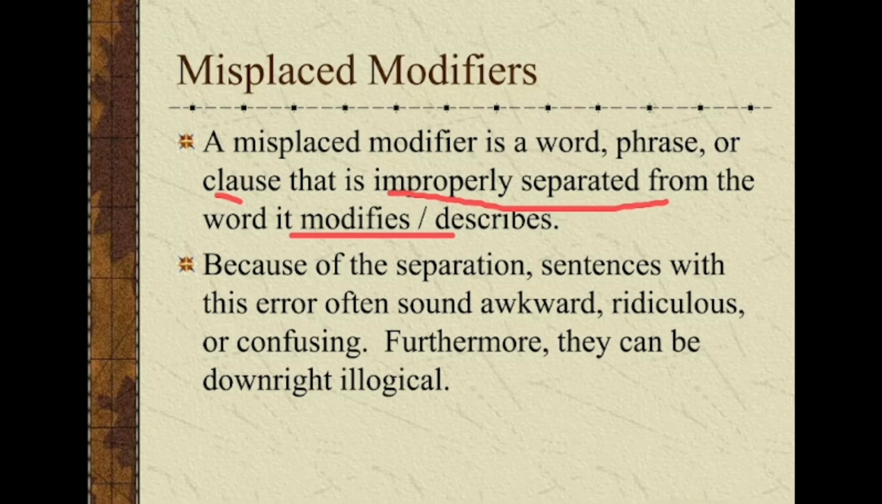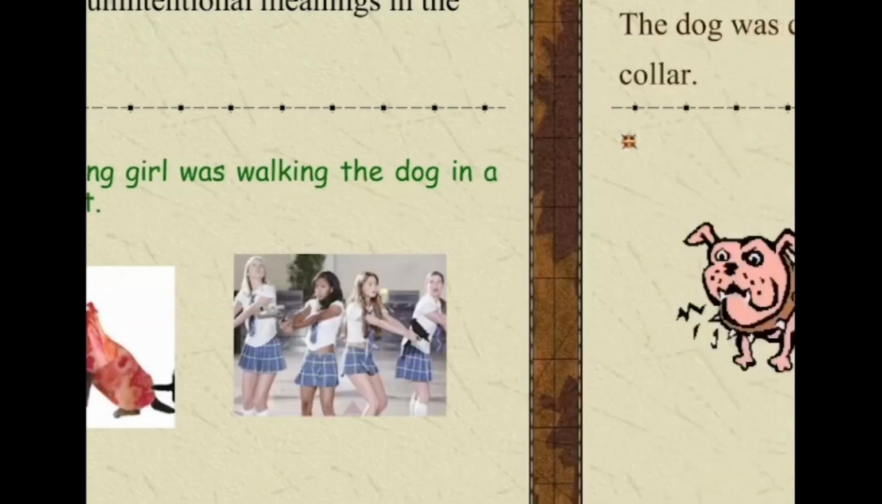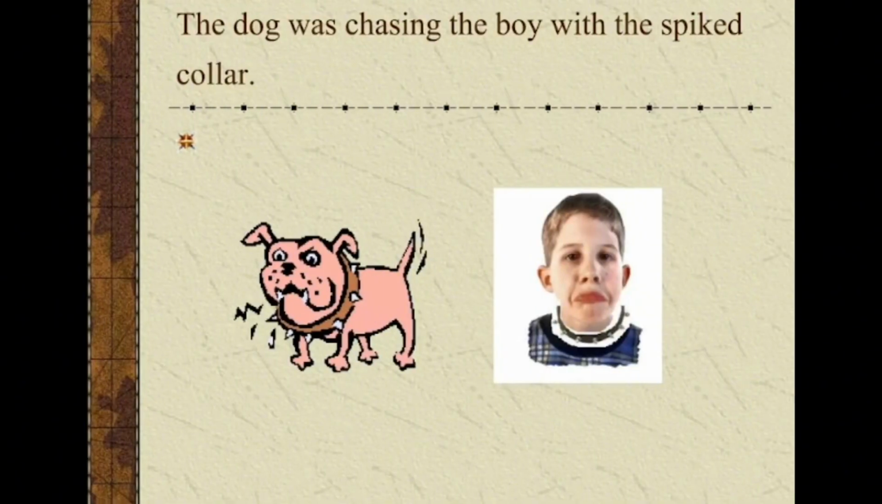Because of the separation, sentences with this error often sound awkward, ridiculous, funny, or confusing. Furthermore, they can be downright illogical. Basically they don't make any sense. Consider this sentence: the young girl was walking the dog in a short skirt. This sentence doesn't make sense, so it is an example of a misplaced modifier. What will be the accurate sentence? The dog was chasing the boy with the spiked collar. Another wrong sentence.